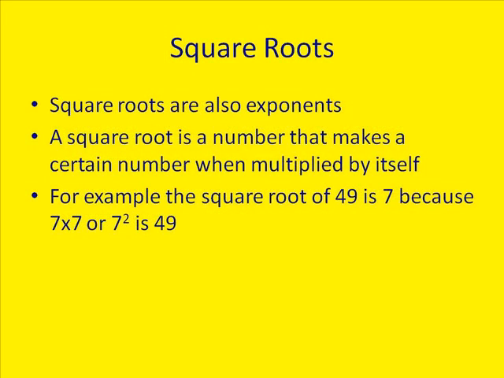Square roots. Square roots are also exponents. A square root is a number that makes a certain number when multiplied by itself. For example, the square root of 49 is 7 because 7 times 7, or 7 squared, is 49.